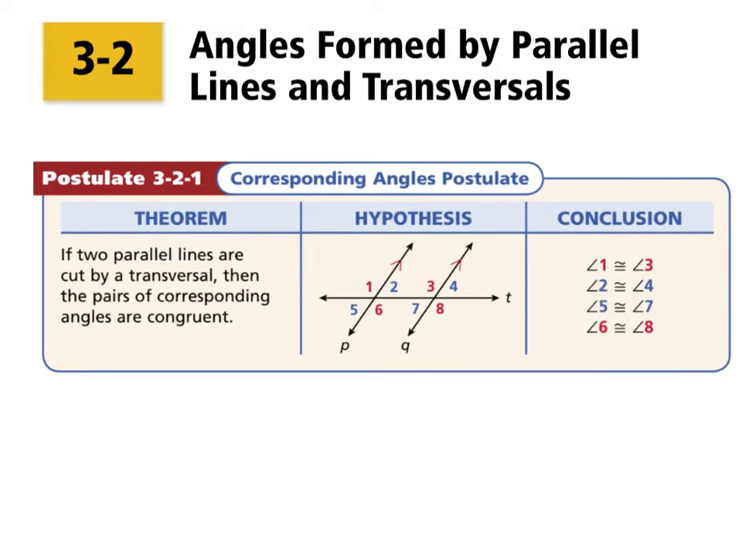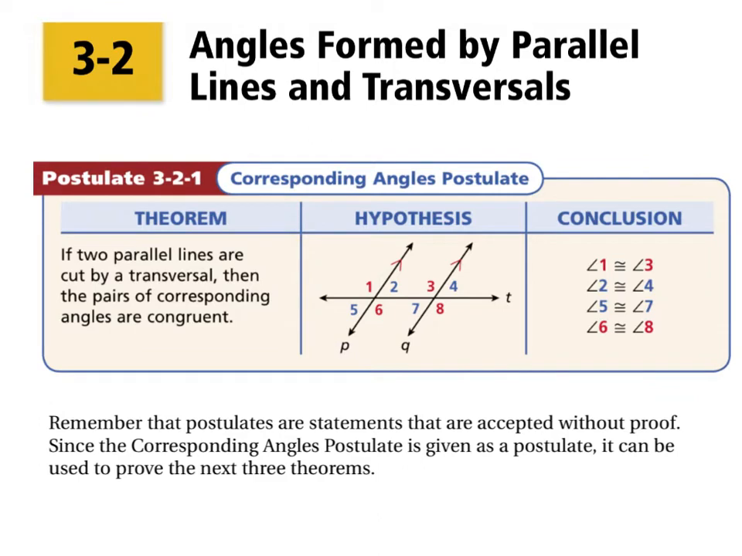Now 1, 6, 3, and 8 are all the same. 2, 5, 4, and 7 are also all the same. Now notice that these all say that they're congruent, not equal. So whenever you're using the corresponding angles postulate, you cannot say that the measure of angle 1 equals the measure of angle 3. To do that, you will have to say the definition of congruent angles.